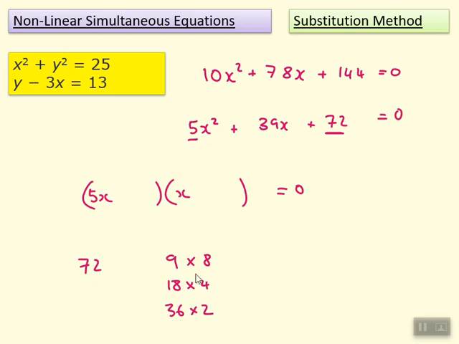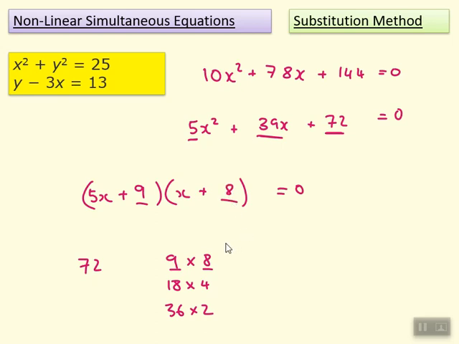Now, one of these pairs has to go here and here, and then when you expand it, it's got to give you that in the middle there. So I don't know, let's see. It's got to multiply to 39x. So maybe the 9, let's do the first one. Maybe the 9 goes here, and the plus 8 goes there.